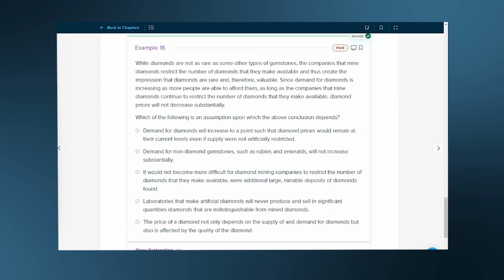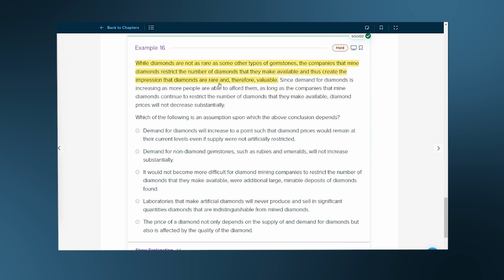Let's look at one more that's a little more difficult still. While diamonds are not as rare as some other types of gemstones, the companies that mine diamonds restrict the number of diamonds that they make available and thus create the impression that diamonds are rare and therefore valuable. Since demand for diamonds is increasing as more people are able to afford them, as long as the companies that mine diamonds continue to restrict the number of diamonds that they make available, diamond prices will not decrease substantially. Which of the following is an assumption upon which the above conclusion depends?